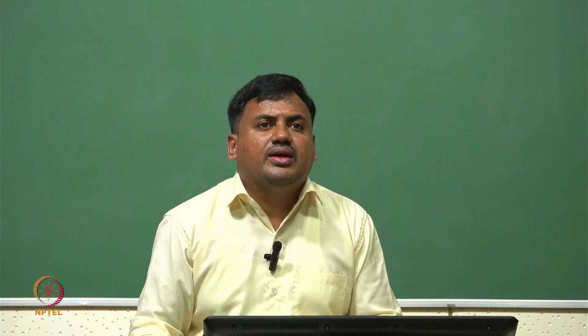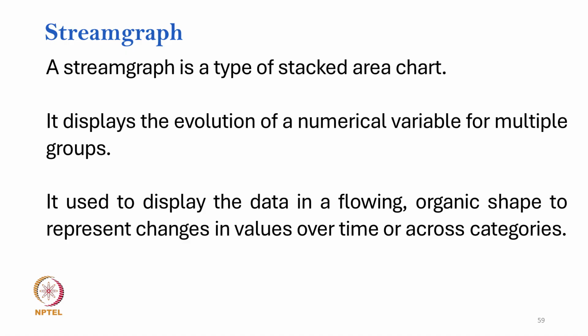Stream graphs. A stream graph is a type of stacked area chart that displays the evolution of numerical values for multiple groups. It displays the data in flowing, organic shapes to represent the change in values over time or across categories.